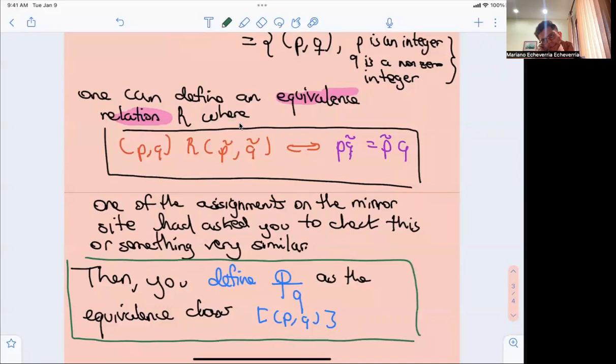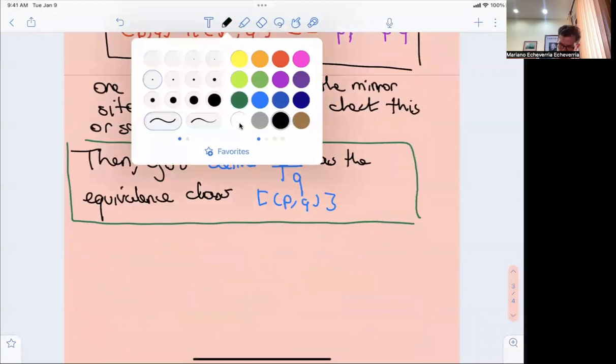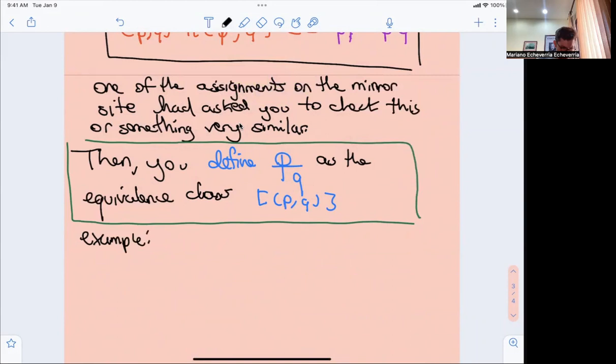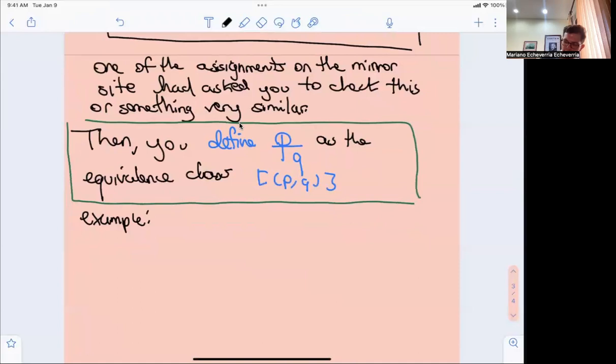Is this okay? So let's do an example of what I mean. According to this definition, what is 1/2? 1/2 is the equivalence class of the pair (1, 2). Okay.